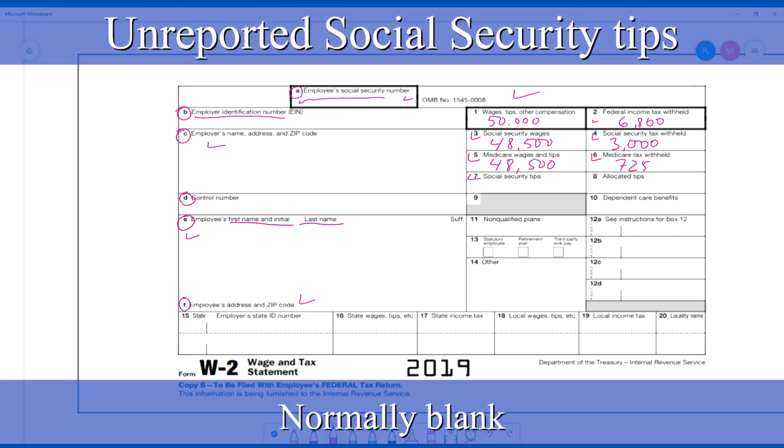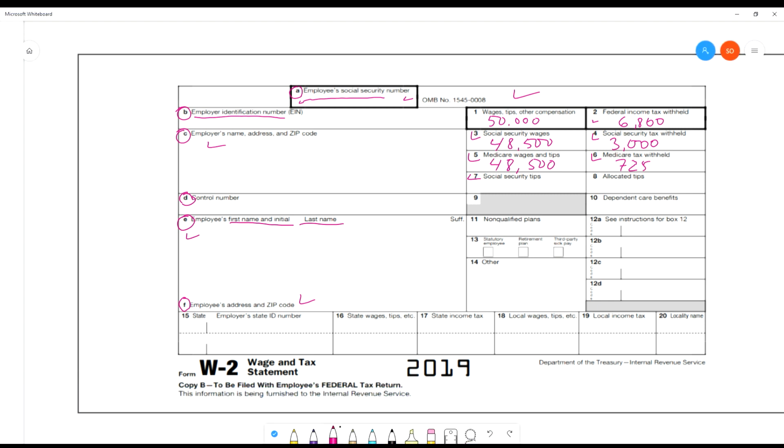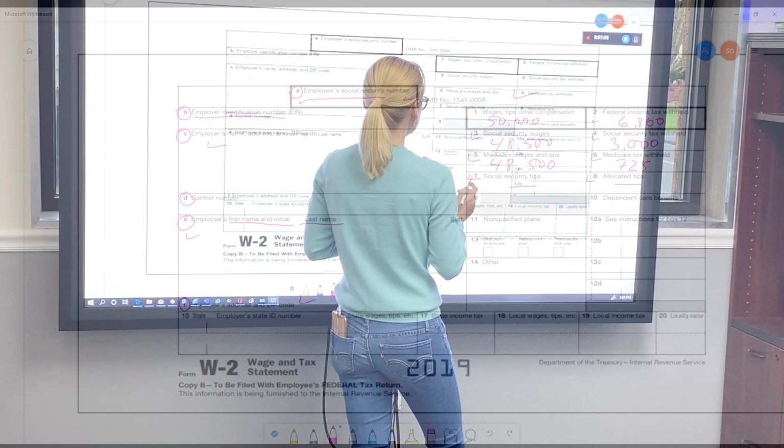Social Security tips for box number 7. If this box is blank, it means that you did not report any tips to your employer, but your unreported tips are still taxable. Let's say in our example, we have nothing. Box 8, allocated tips, are those that your employer has attributed to you. We'll leave them blank in our example.